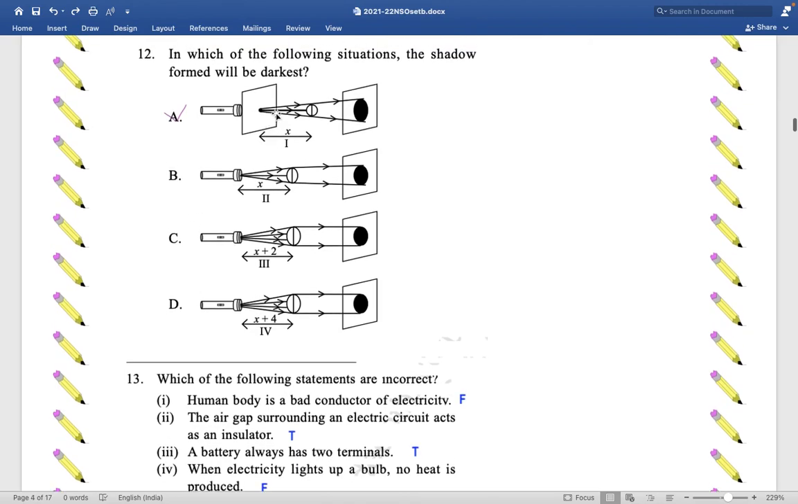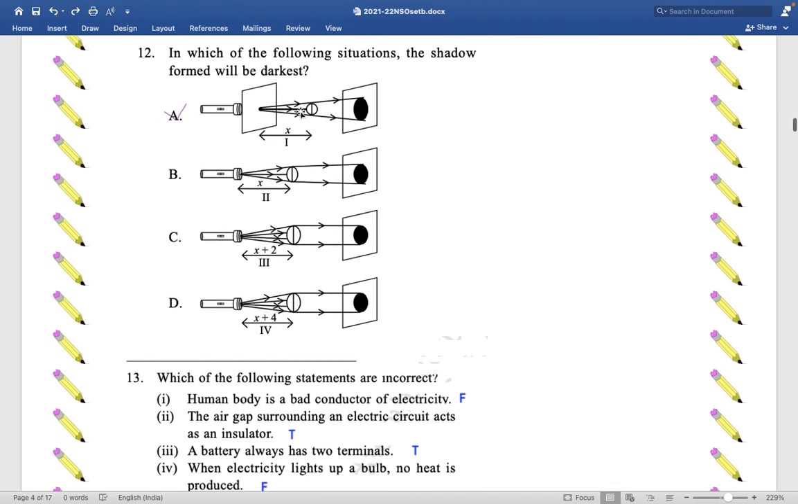When the light is pointed, the shadow will be darker. So A is the answer.